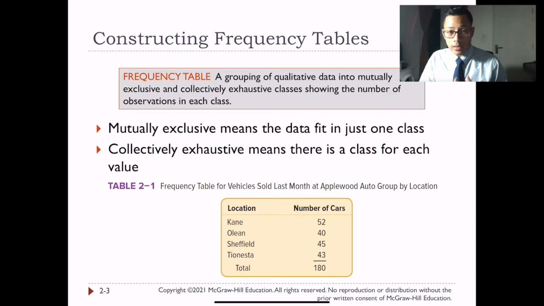If it's not collectively exhaustive, then it could be that there is at least one vehicle sold not in these locations. Okay, so in this frequency table, it's very simple to see that there are 180 cars sold, and from this table we can see that the highest number sold is in Kane, and that the lowest number of cars sold is in Olean.